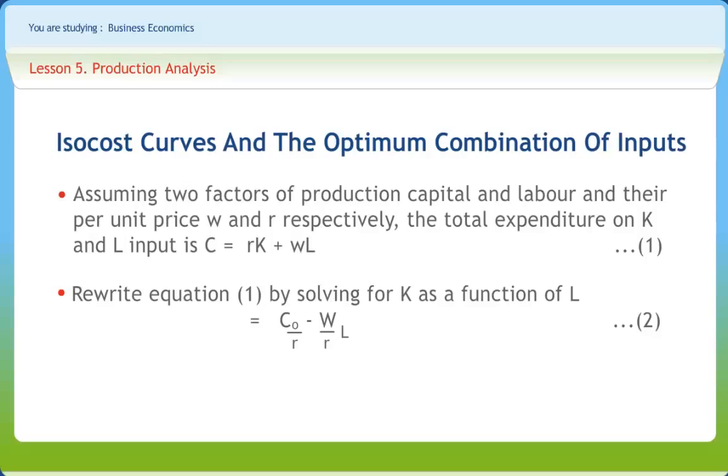On the other hand, if W increases, then the isocost line will become steeper and will move towards the origin on the horizontal axis.